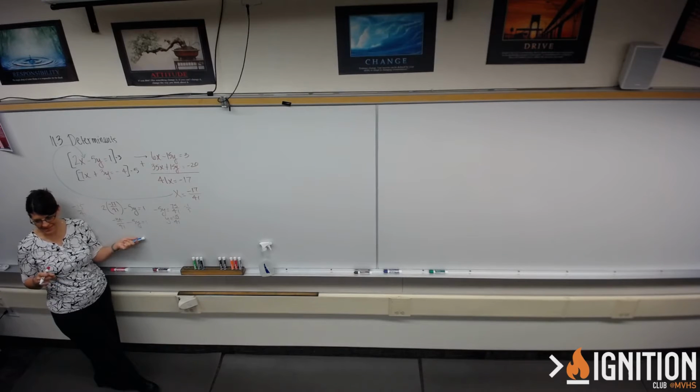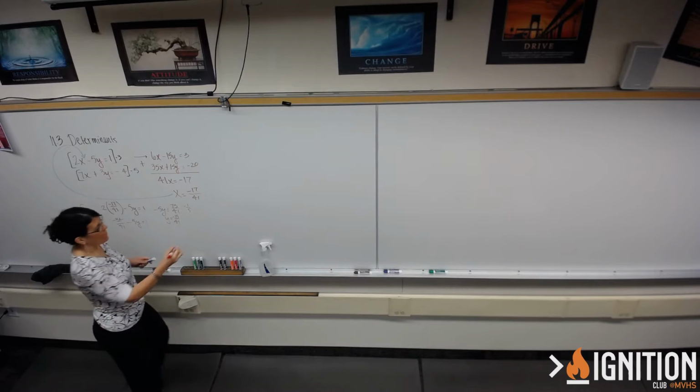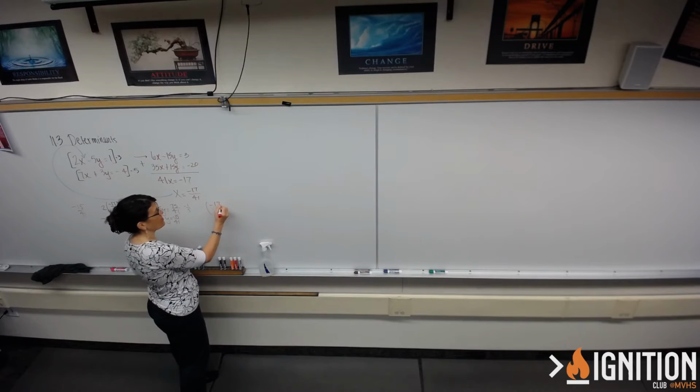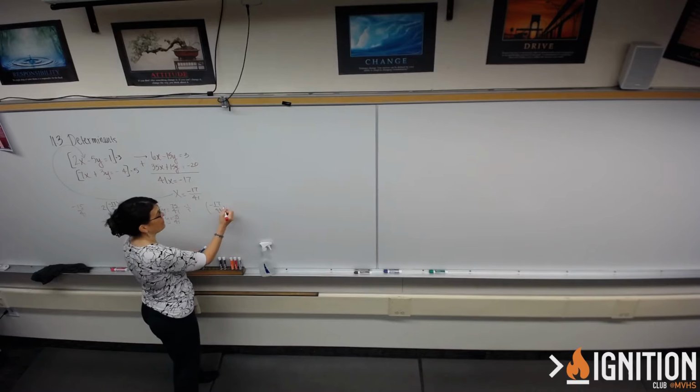What's the final answer? Because this isn't it. Why would negative 17 over 41? Ordered pair. Your answer is always an ordered pair or an ordered triple, depending on what we're solving.